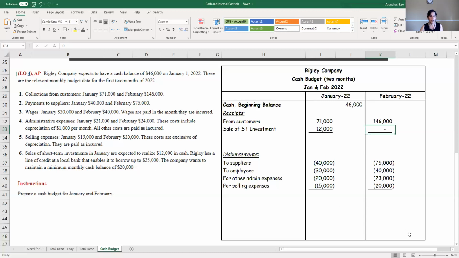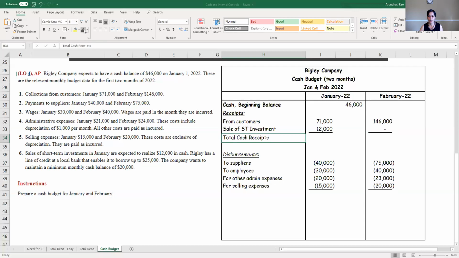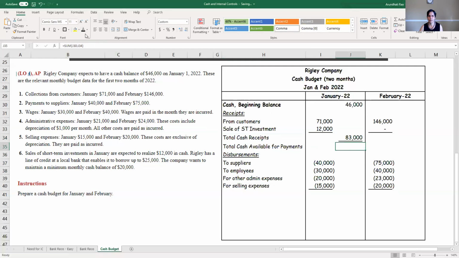So the ending balance for each month has to be $20,000. That's what their desired ending balance is. Okay. So to get to that ending balance, let's see what we need to do. Now I have 46,000 to start with. I think in January, I'm going to collect total cash receipts of 83,000, that's 71 and 12. And that's it. That means I have a total of 129,000 available for my disbursements, for my payments. Okay, the beginning cash balance plus the total receipts, that's going to be available.